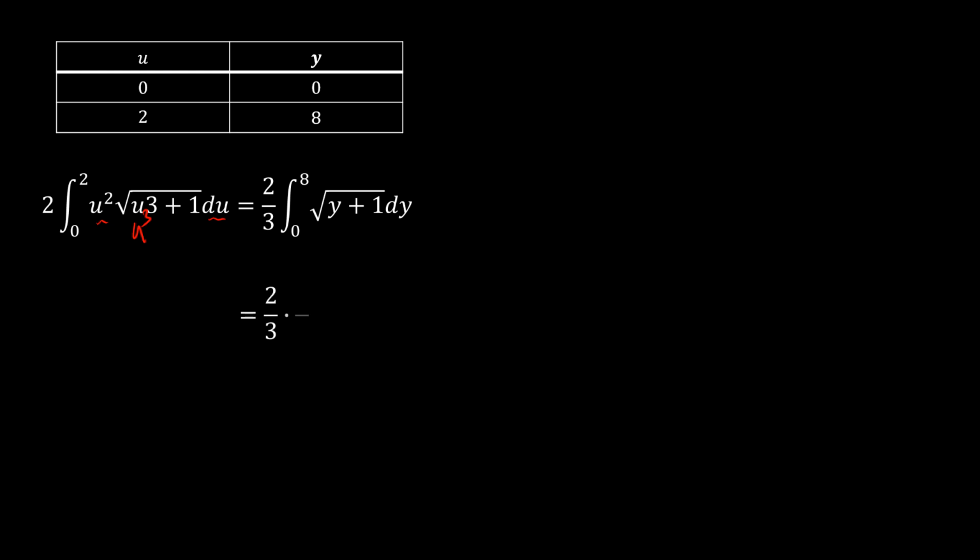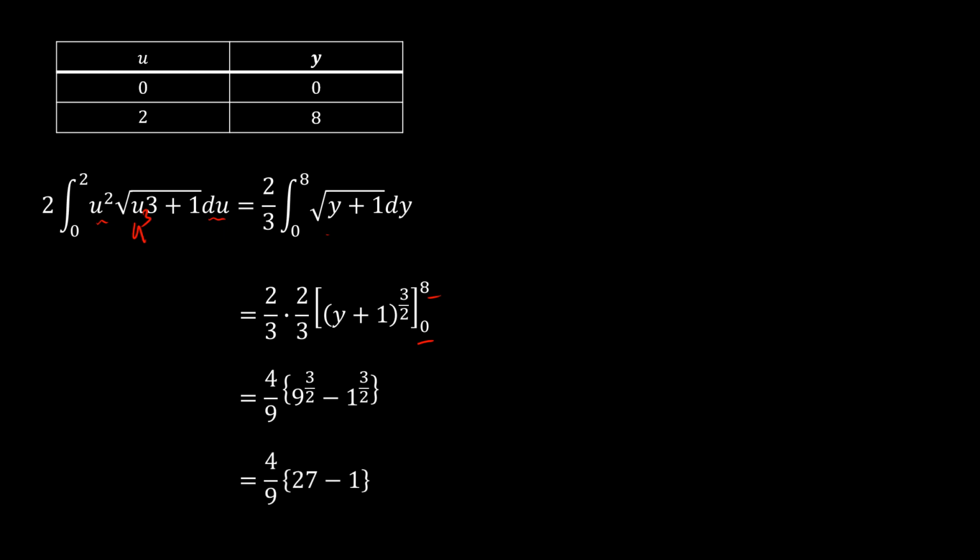And this is a straightforward problem because now we have 2 over 3 times 2 over 3 times y plus 1 to the power 3 over 2, with the limits applied here, and that becomes 4 over 9 times 8 plus 1 to the power 3 over 2 minus 1 to the power 3 over 2. Square root of 9 is 3, 3 to the power 3 is 27, 27 minus 1 to the power 3 over 2 is 1, so we have 26. 26 times 4 over 9 is 104 over 9, and that is the answer that we were looking for.